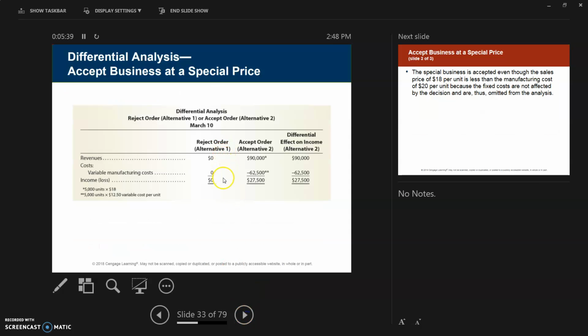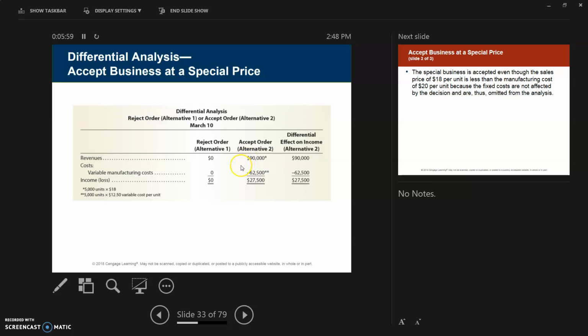If they decide, nope, we don't want to do it, then guess what? Your revenue and your cost and your income, this is an easy one. It's all zero. Everything is zero. If you accept the order, then right here, if you look at the little asterisk, you're making 5,000 basketballs at $18 each. You'll bring a revenue of $90,000.